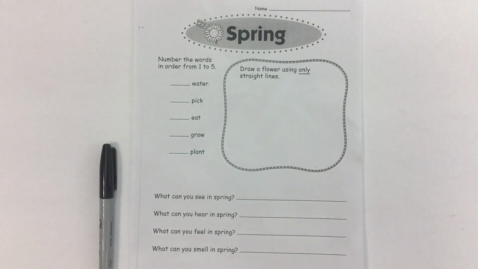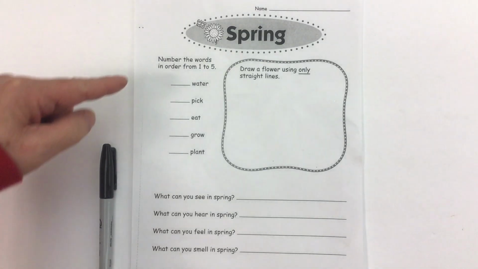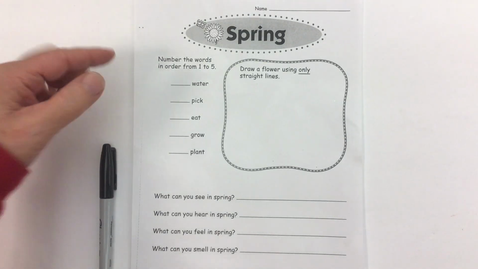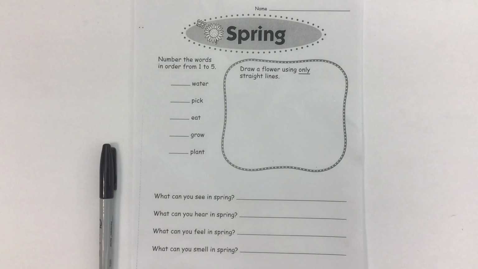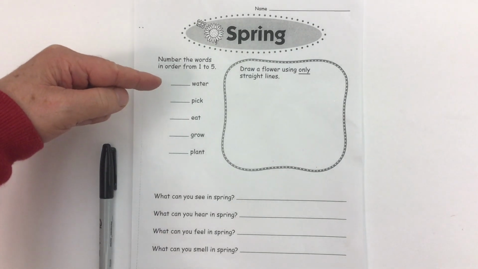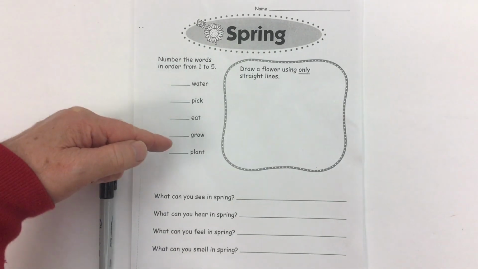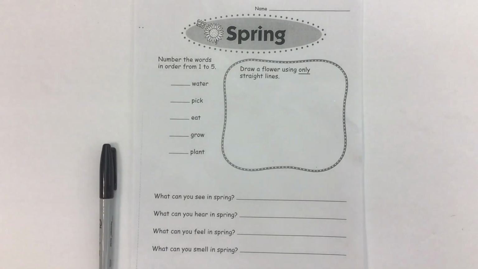There we have a worksheet on spring. Let's take a look at the first thing. It says, number the words in order from 1 to 5. So we have words like water, pick, eat, grow, plant. I think when they mean plant, they mean actually plant it into the ground, right? Put the seed in the ground.